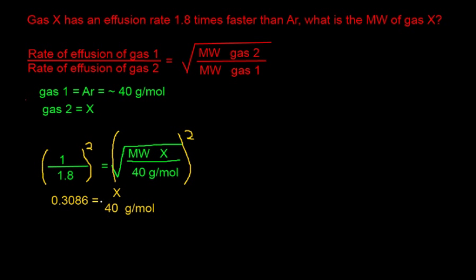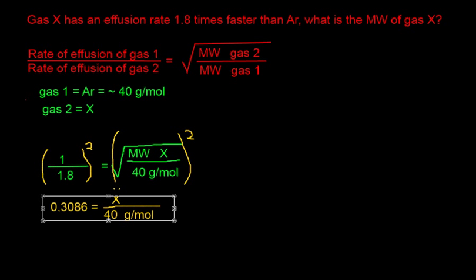Okay, so that's pretty simple, I think. And now you just do some pretty basic grade 10 algebra, and you get X is equivalent to 12.83 grams per mole. Okay, so that's it for effusion rates.